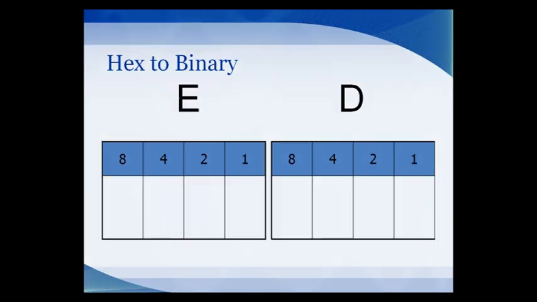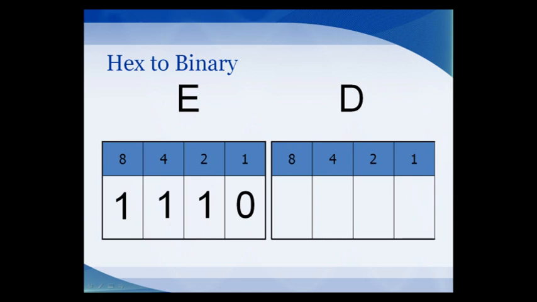We know that E is 14, and we're going to convert 14 to binary. So we're going to put a 1 in the 8's place because 14 is greater than 8. And we're going to subtract out 8 from 14. We're left with 6. 6 is greater than 4, so we add another 1 in the 4's place, and we're left with 2 left over. That means since 2 is equal to 2, we're going to put a 1 there in the 2's place, and then we're left with 0, so there's just going to be a 0 in the 1's place.